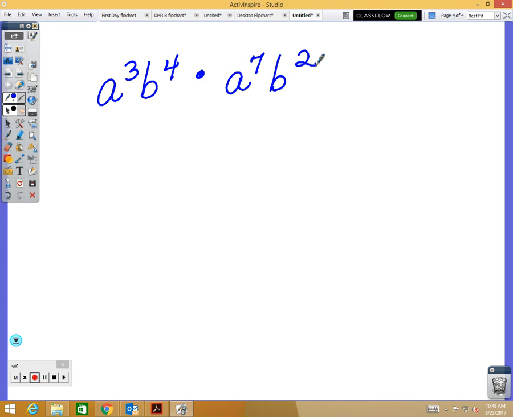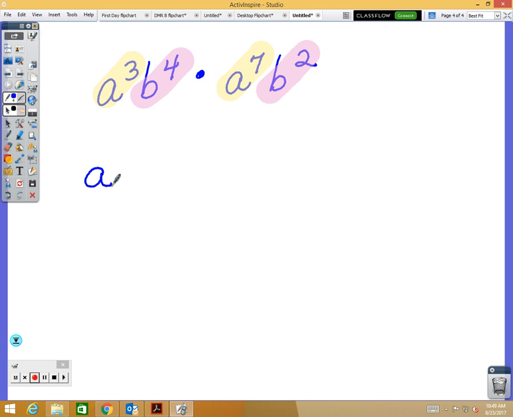So your problem right now is a to the 3rd power, b to the 4th power, times a to the 7th power, b to the 2nd power. When you see anything like this, I want you to think of it in 2 separate parts. We said that this only works when your base is the same. So we have 2 powers over here, a to the 3rd power and b to the 4th power. On the other side, same thing. Even though they're right next to each other, we need to think of them as separate powers. So look at just your a's first.